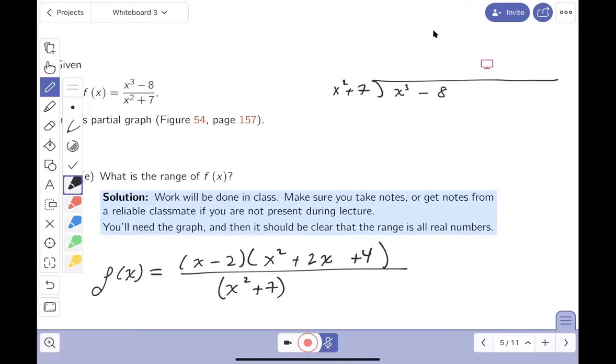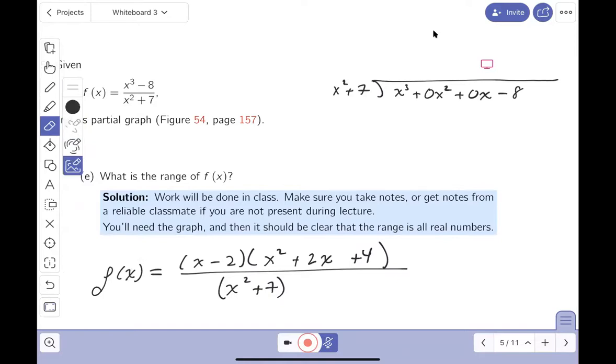A lot of students, what they have to do, I'll point this out to them: don't feel like you have to do it unless you have to, but they've got to put the missing places in, and I'll do that for you. There's no squares. There's no linear terms, but there is minus 8. Do not feel obligated to do that if you don't need to. You can watch the videos too.